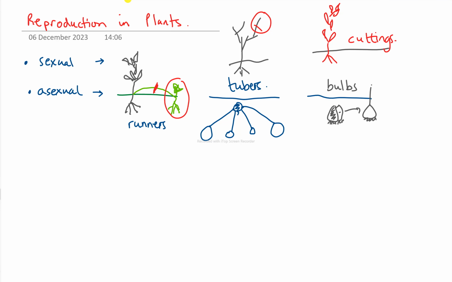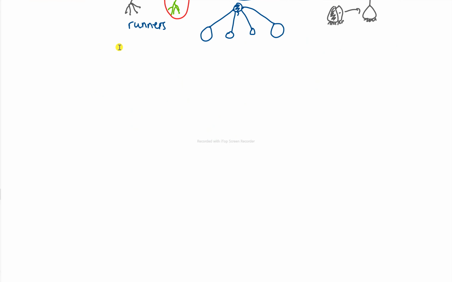So the four ways: runners, tubers, bulbs, and cuttings. You see a lot of this, especially with flowers, or even spearmint. Right, now let's move on to sexual reproduction.